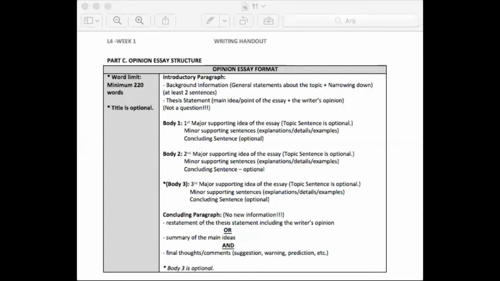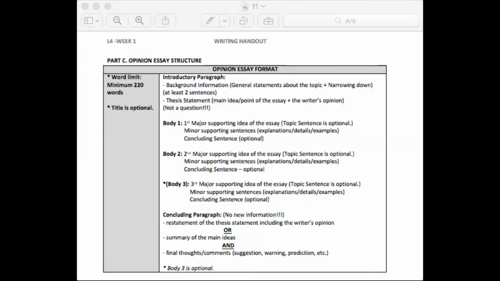It can either restate the thesis statement using different words, or it can summarize the ideas in the body paragraphs. It should also include the writer's opinion. However, it shouldn't be copied from the given topic or the thesis statement. So don't forget, it should be restated.